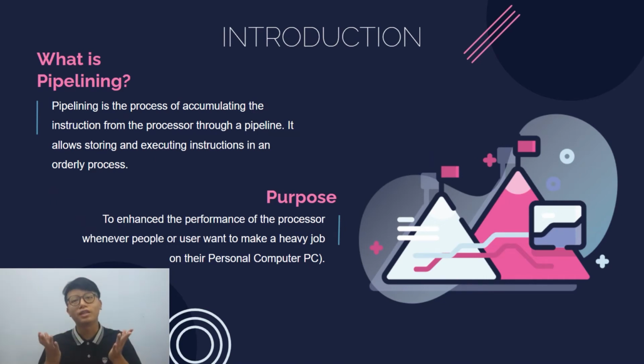Alright, our team chose instruction pipelining as our assignment project. So, what is pipelining? Pipelining is the process of accumulating the instructions from the processor through a pipeline. Thus, it allows storing and executing the instructions in an orderly process. Next, the purpose of this fetch mechanism is to enhance the performance of the processor. Why? It is for users who need to do heavy-duty work like editing or coding on their PC.